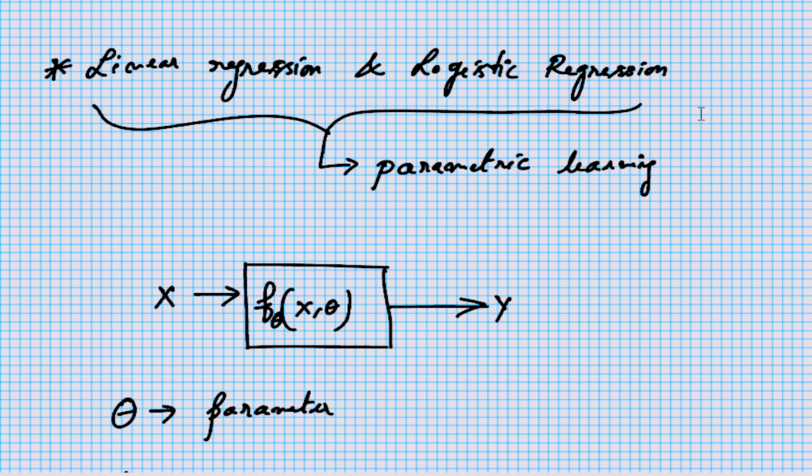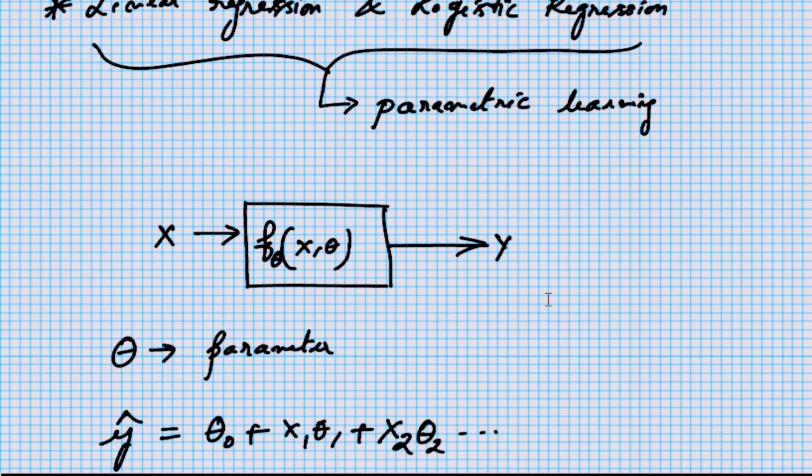If you try to recall, in case of a linear regression and the logistic regression, we had a parameter defined in the form of theta, correct? So this f of x comma theta is the representation of the learned model, and that theta will be the parameter which the machine is going to learn.